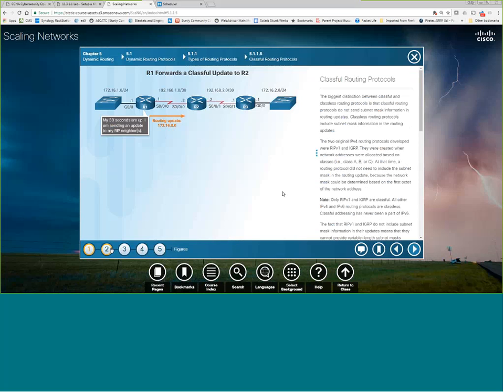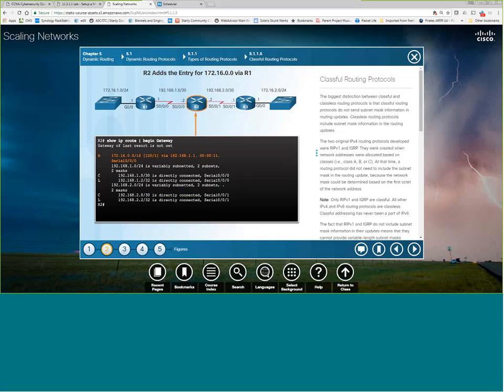Now, we talked about classful and classless. Now, take a look at this. This is where you could really get in trouble, running a classful routing protocol. So, R1, let's say it's running RIP version 1. R2 and R3, they're all running RIP version 1. When R1 sends its updates every 30 seconds, it's going to advertise that the network 172.16.0.0 is available on R1. So, R2 is going to put that in the route table.